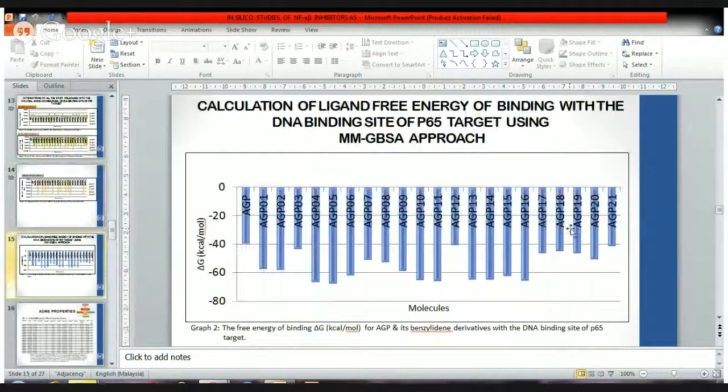This graph shows the calculation of ligand free energy of binding with the DNA binding site of the P65 target using the MM-GBSA approach. What can be seen is that all molecules of AGP and its benzylidene derivatives anchored well inside the DNA binding site of P65. In particular, AGP05, AGP11, AGP14, and AGP16 form a strong interaction with the DNA binding site of the P65 target.